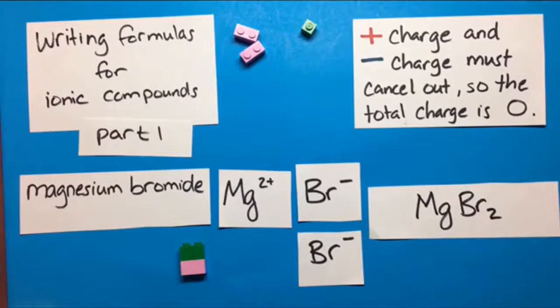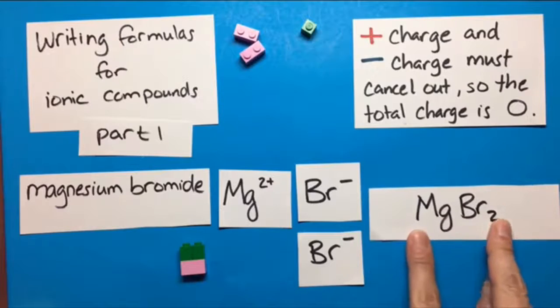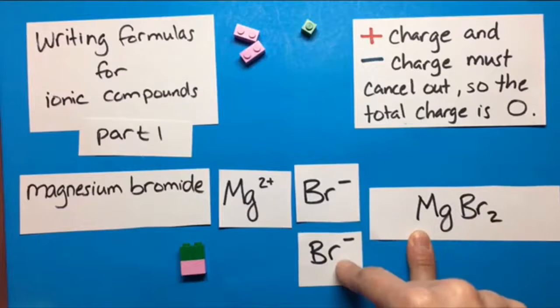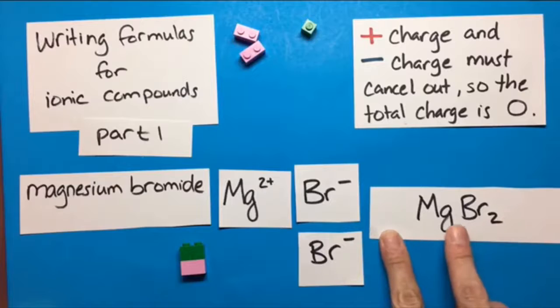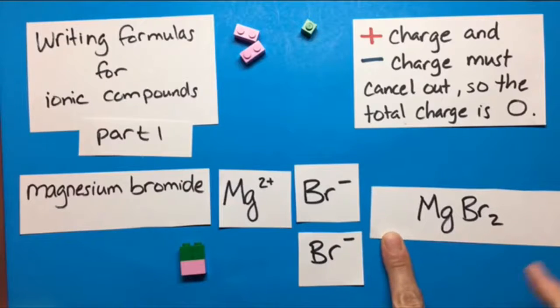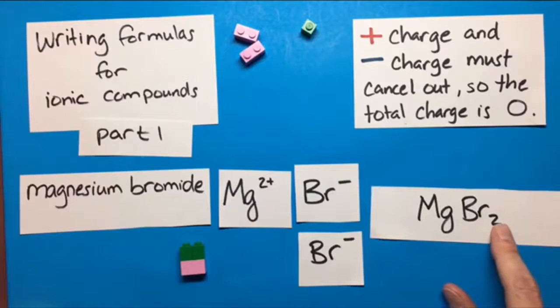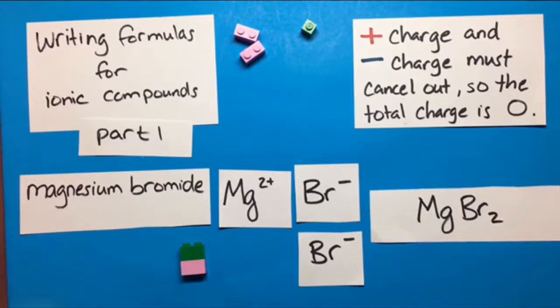The way we write this formula is magnesium bromide with a 2 subscript next to the bromide symbol to indicate that we have 2 bromide ions. We do not write a subscript next to magnesium because we only have 1 magnesium ion. We only need to write a subscript if we have 2 or more of that particular atom.